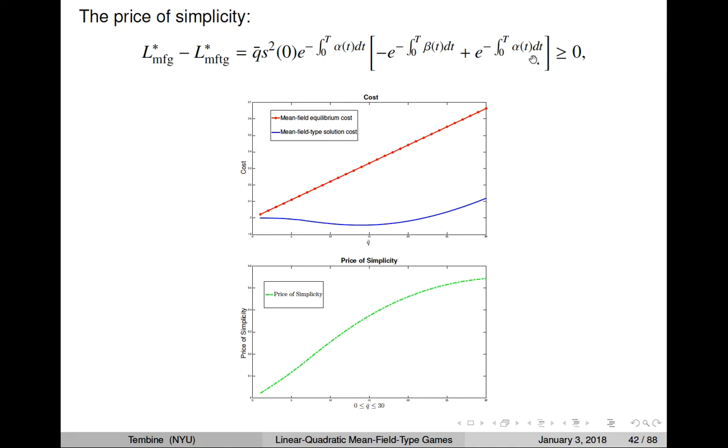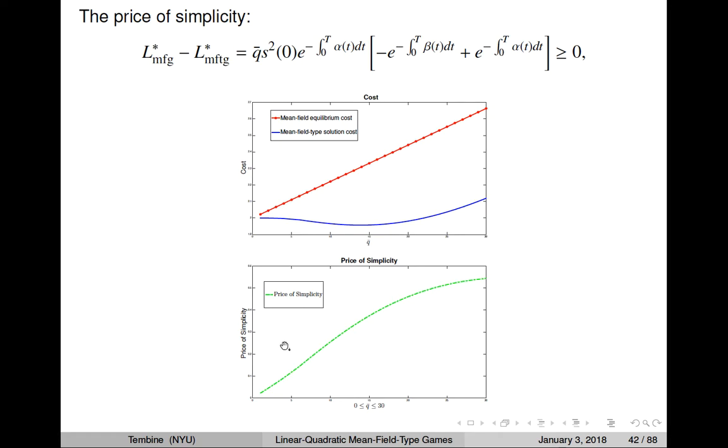So we computed in this particular case where the solution was explicitly found thanks to the direct method, and it turns out that the mean field game solution is suboptimal compared to the mean field type game solution, right? And you could see that as the coefficient Q bar goes up, the cost difference between the two is getting really, really high. And this is how important the mean field type coefficients are, because this Q bar is next to the mean field term.